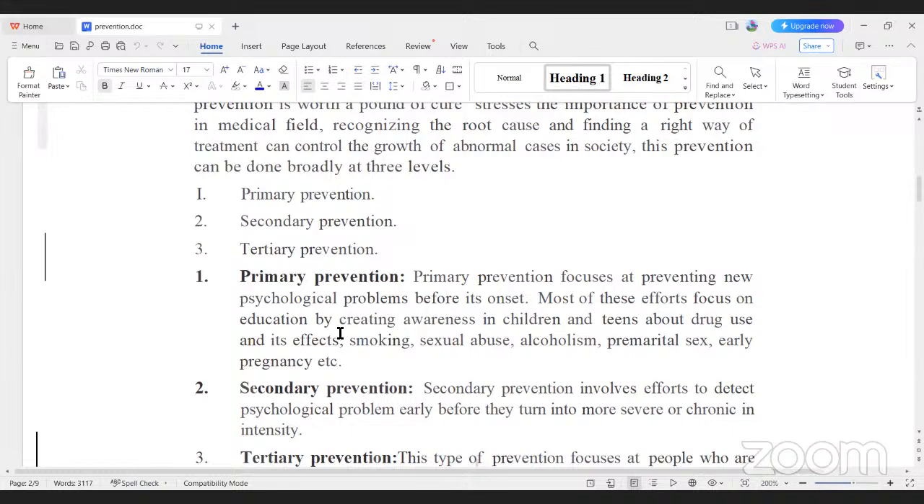Most of these efforts focus on education by creating awareness in children and teens about drug use and its effect, smoking, sexual abuse, alcoholism, premarital sex, and early pregnancy. So all these problems, most of the things happen because of their lack of awareness, knowledge. So by educating in this area, before affecting those type of problems, by creating awareness at least at teenage level, we can prevent this type of problems.